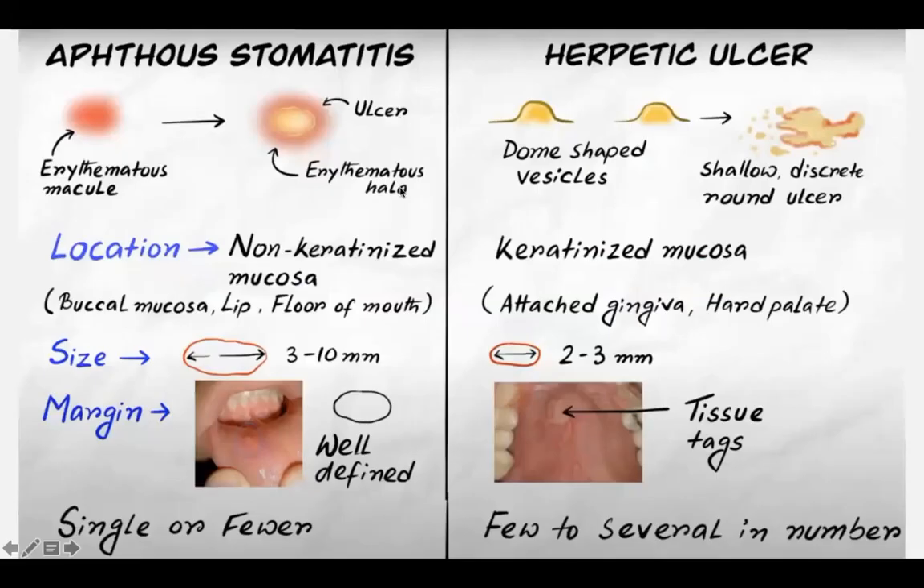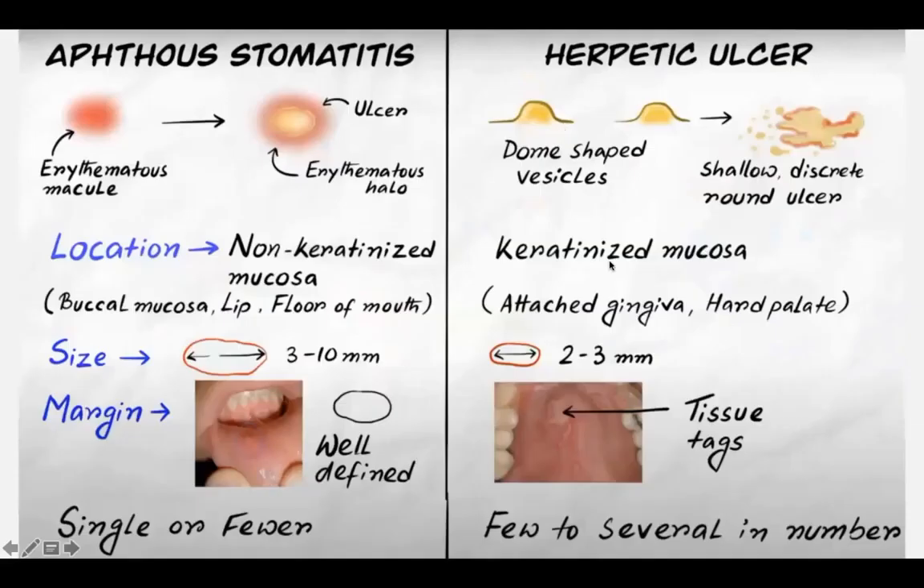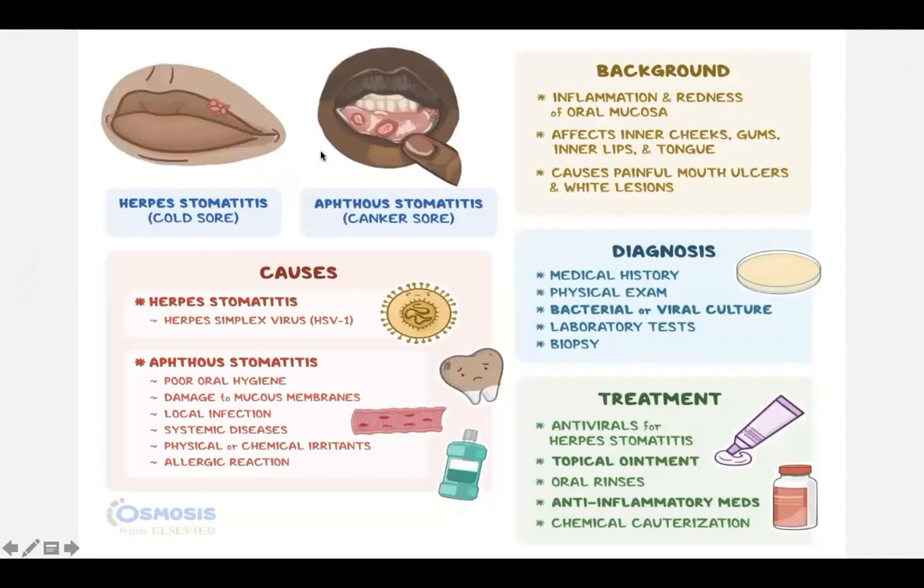Perfect. And then this was the difference between aphthous ulcer and HSV, herpetic ulcers. This was the difference we already discussed yesterday. And then there was a detailed difference between herpes stomatitis, here on the left side, and here on the right side, aphthous stomatitis. Why are they being distinguished, compared and contrasted? Because their name and their appearance look very similar.